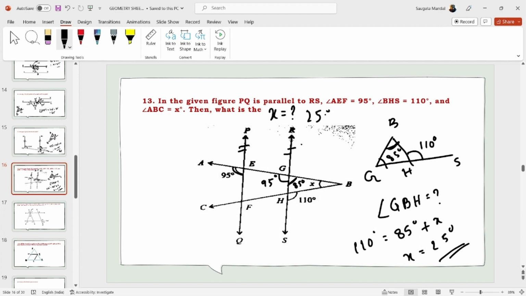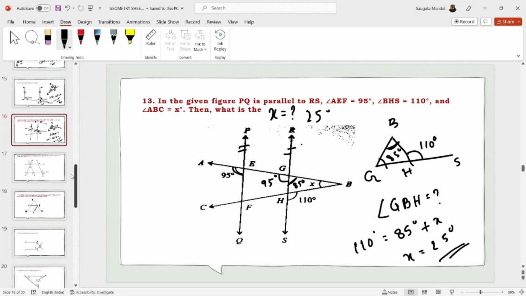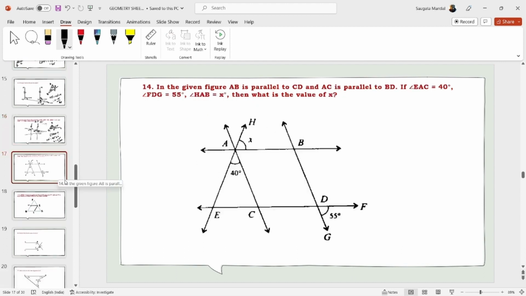Is it clear to all? I think it is clear to all. In this question, we can easily get the concept of corresponding angles and alternate angles. Please move to the next question. Question number 14.